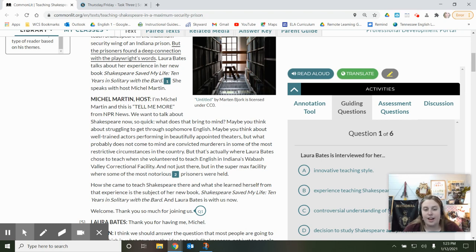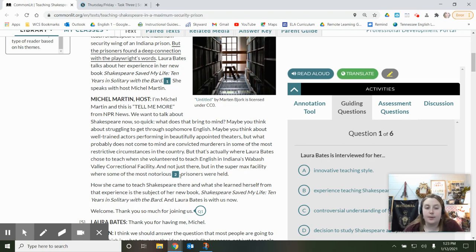But that's actually where Laura Bates chose to teach, where she volunteered to teach English in Indiana's Wabash? Never heard of that place. I'm going to say Wabash Valley Correctional Facility, and not just there, but in a super max facility where some of the most notorious prisoners were held.